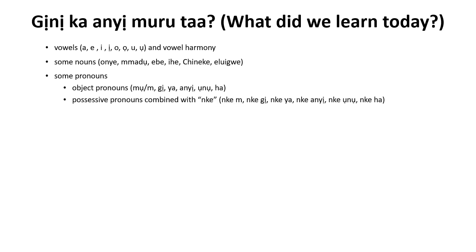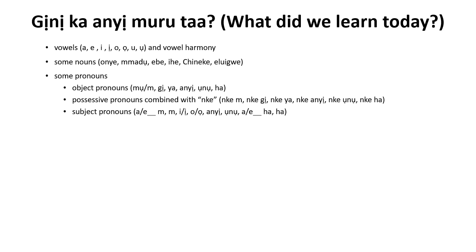Possessive pronouns combined with nke: nkem, nke gị, nke ya, nke anyị, nke unu, nke ha. And subject pronouns. The a, e prefix followed by m for I, or just m for I. I or a for you. O or a for he, she, or it. Anyị for we. Unu for you all, and ha for they, or the a, e prefix followed by ha for they.